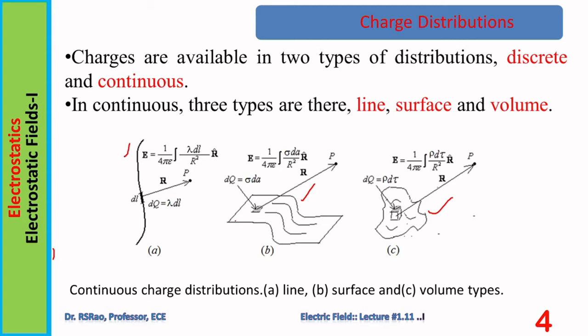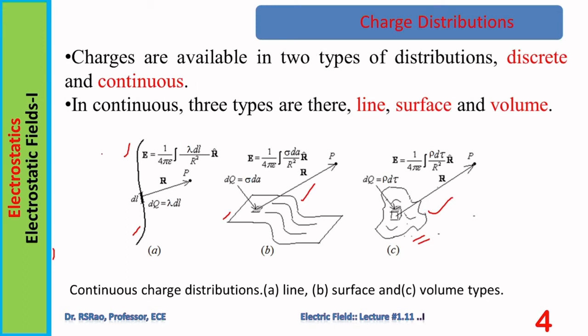When it comes to surface charge distribution, here charge is in the form of a thin sheet. Length is there, breadth is also there, but no thickness as far as these charge distributions are concerned. When it comes to volume charge distribution shown in C, here you can find it is having length, it is having breadth, it is having thickness too. So volume is there. As when it comes to line, only length; when it comes to surface, area; when it comes to volume charge distributions, volume.